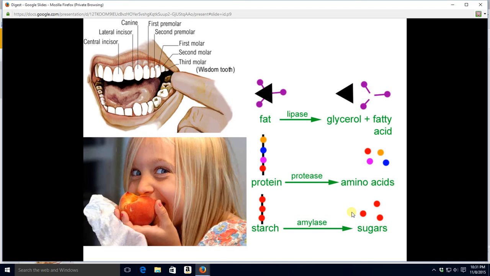Chemical digestion, on the other hand, utilizes enzymes to break the chemical bonds that hold food molecules together. For example, fats are broken down by enzymes called lipases into molecules of glycerol and fatty acids. Proteins are broken down by proteases into their constituent amino acids. And starches are broken down by amylases into their more simple sugars. And we're going to encounter chemical digestion in the oral cavity, in the stomach, and in the small intestine.